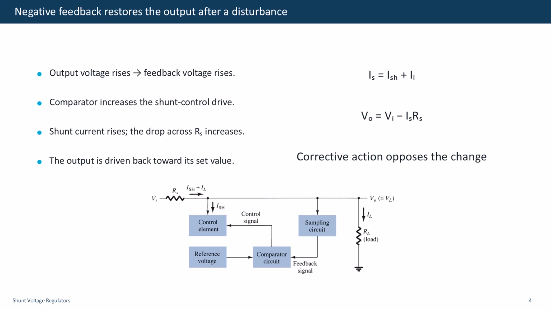The output voltage is the input voltage minus this resistor drop, so the output is forced downward toward its set value. The opposite sequence occurs when the output falls: shunt current is reduced, the resistor drop becomes smaller, and the output recovers. Regulation is therefore achieved by continuous current redistribution.